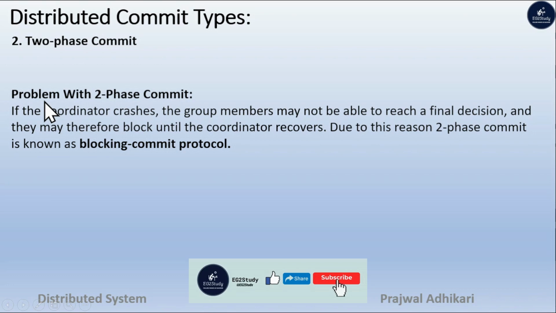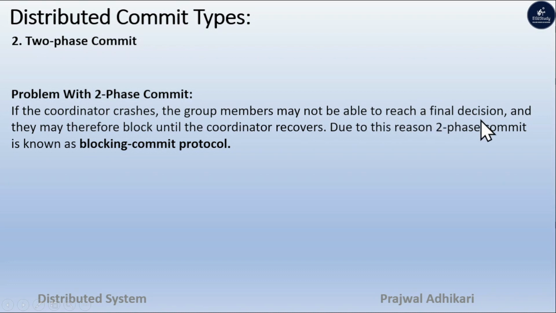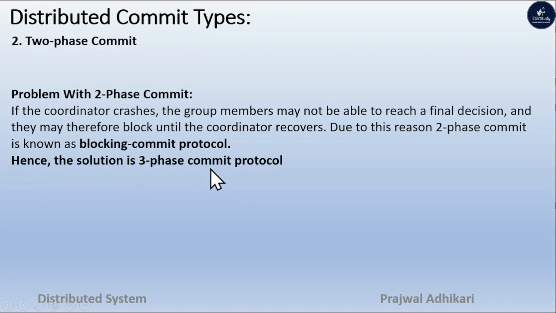In the two-phase commit protocol, there is one problem. If the coordinator crashes, the group members may not be able to reach a final decision, and may therefore be blocked until the coordinator recovers. Due to this reason, two-phase commit is known as a blocking commit protocol. Hence, the solution is the three-phase commit protocol.